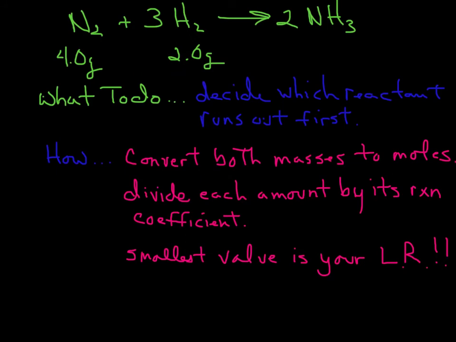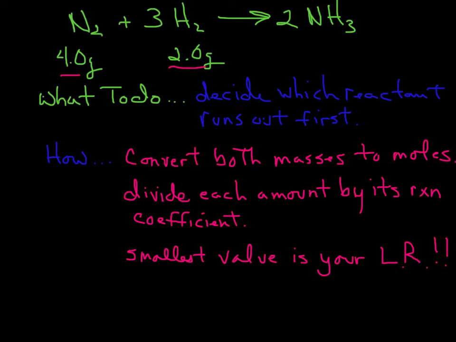So this is kind of what I like to try to do. I will write my amounts underneath each of the reactants. That will try to help me keep things straight. And the first thing you need to do is decide which reactant is going to run out first. In other words, which one is going to be completely used up, or the limiting reactant.